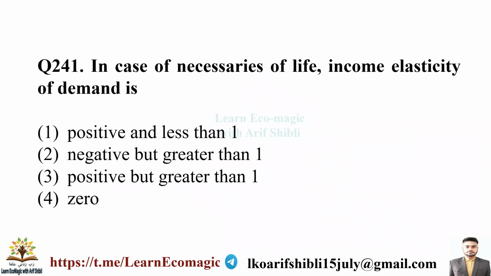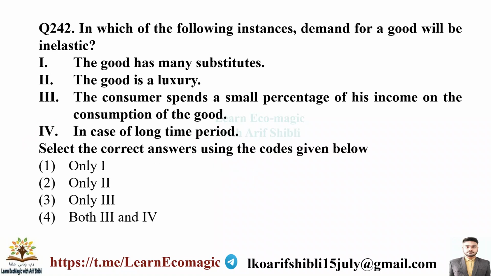So आज का जो हमारा पहला क्वेश्चन है वो, in case of necessities of life, income elasticity of demand is: positive and less than one, negative but greater than one, positive but greater than one. So the right answer for this question is positive and less than one, because we know that necessities have positive income elasticity but less than one, as demand increases with income, yet the increase is proportionally smaller than the income rise. So this situation will always reflect the saturation, as marginal utility will diminish and falling budget shares as income grows.